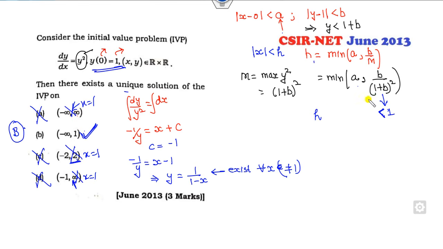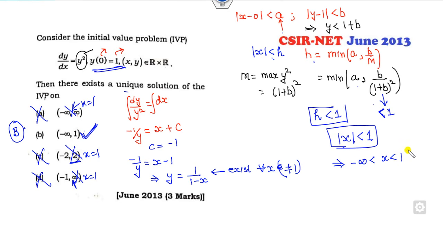Only one option is left. So what is the meaning of that? h is always less than 1. So if I substitute here, mod of x is less than 1. So what does it mean? Minus infinity to infinity is not the answer; x less than 1 in mod is the answer of this problem.